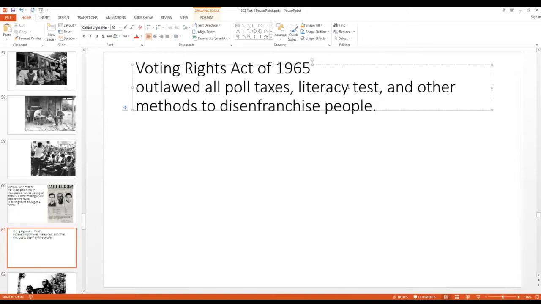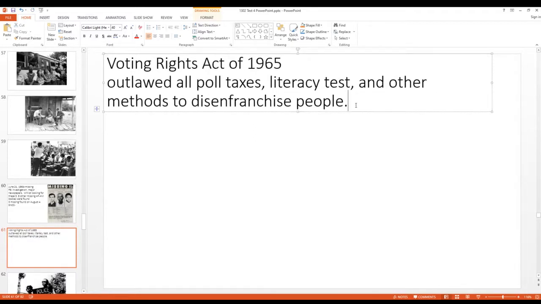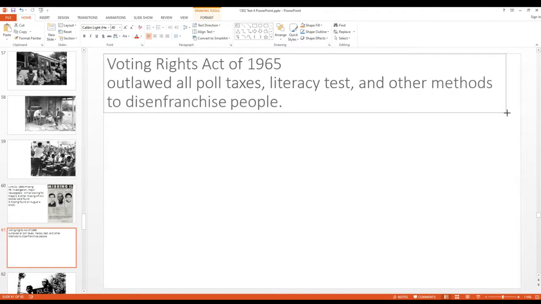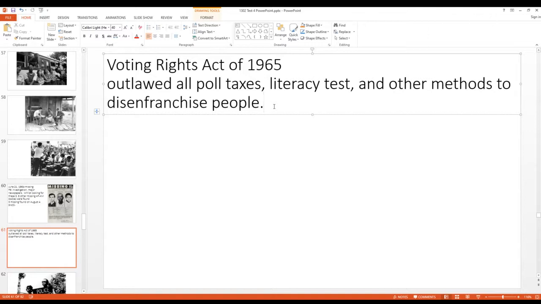It outlawed poll taxes, the literacy test, and all other methods to disenfranchise people, and required that states with a history of discrimination had to have their elections carefully watched by the Justice Department. And this was pretty much the rule of the land up until not that long ago, when the Supreme Court gutted most of the Voting Rights Act because racism no longer exists in America, was basically what the Supreme Court says. Not sure what planet those people were living on.